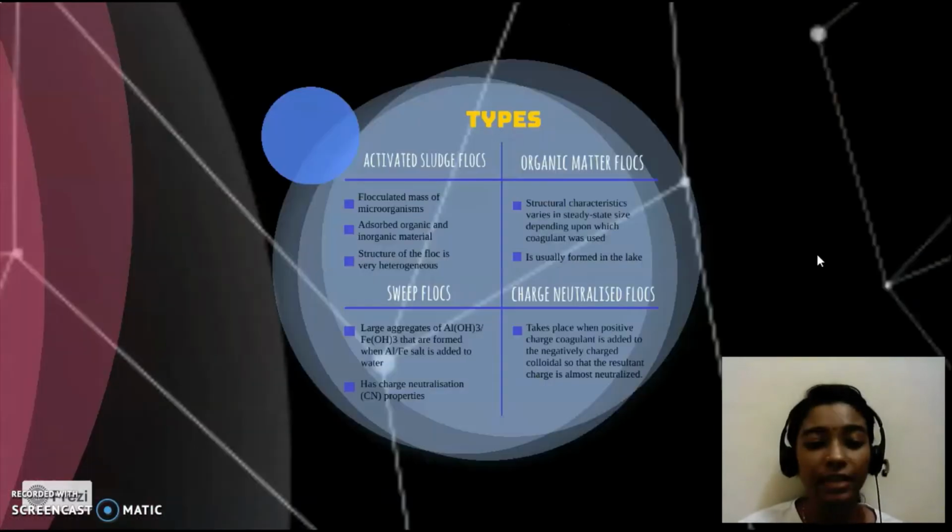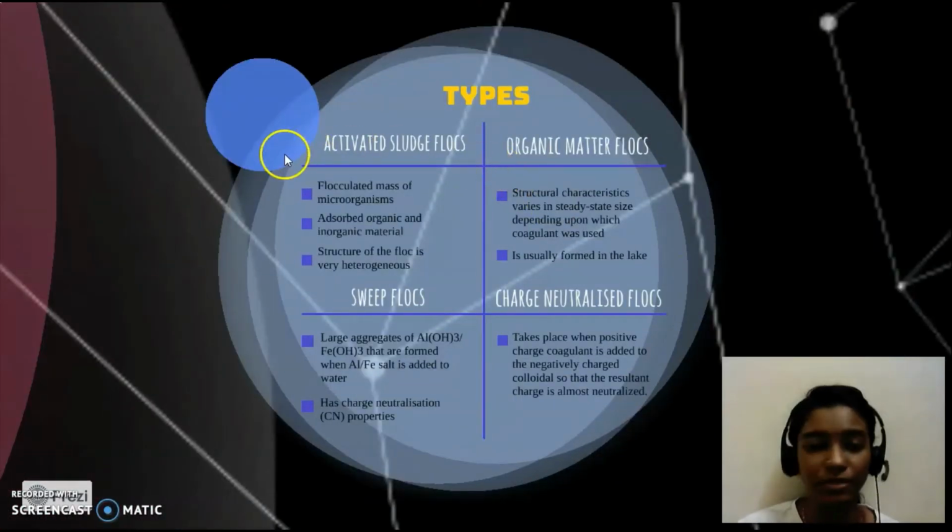Now moving on to the types of flocs. It has 4 types, which are activated sludge, organic matter, sweep flocs, and also charge neutralized flocs. So that's all for my part. Now I would like to pass to the next presenter.